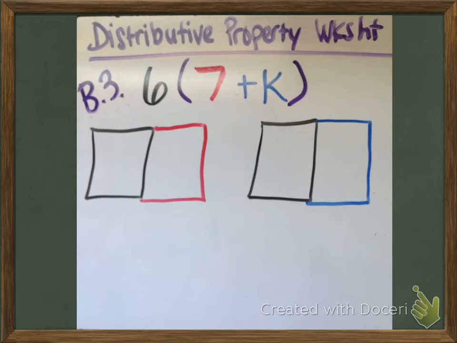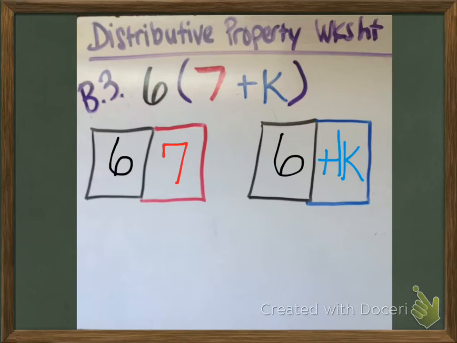Look at B3. 6 times the quantity of 7 plus k. What do you think the answer is? You will multiply with 6, so put 6 in each of your boxes. Bring down your 7, and bring down your positive k, which again is really a 1k.